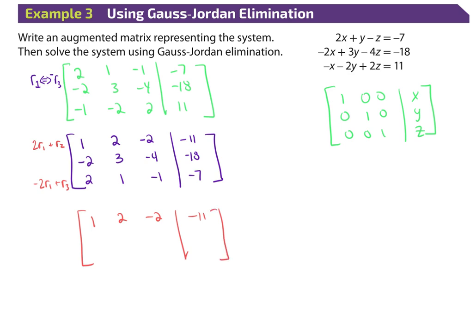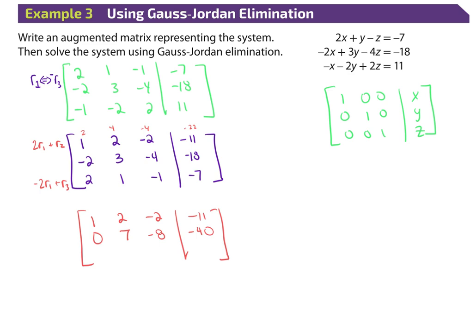So if I multiply this by 2, that'll be 2, 4, -4, -22, right? And then I'm going to add it to this row here. So I say +2 and -2, that will zero that out. +4 and +3. -4 and -4. And then -22 and -18. All right. So far, so good.